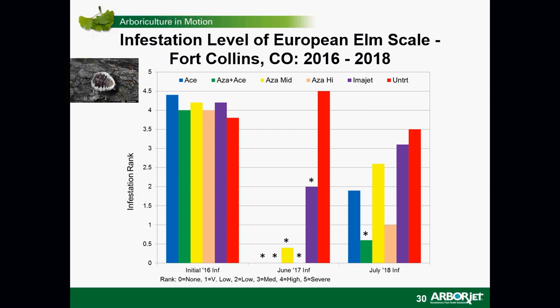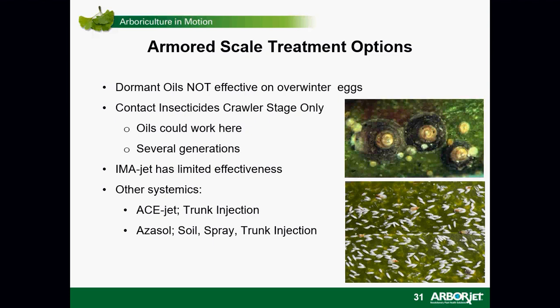Armored scale treatments, as I kind of alluded to, are more difficult than soft scales. You need to target the crawlers, like I've indicated before. Dormant oils do not tend to be very effective, particularly for the overwintering eggs. So you need to target the crawlers once they emerge. Again, this group of hard scales have multiple generations per year, so you have to be aware of when these crawlers are present to be able to get good control.